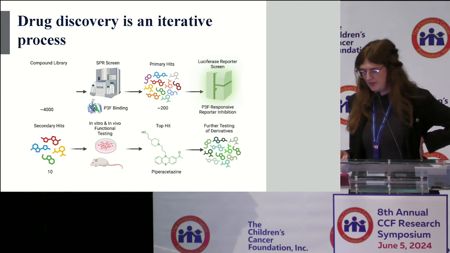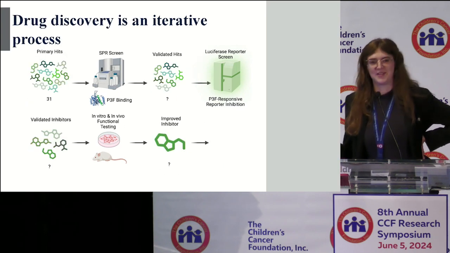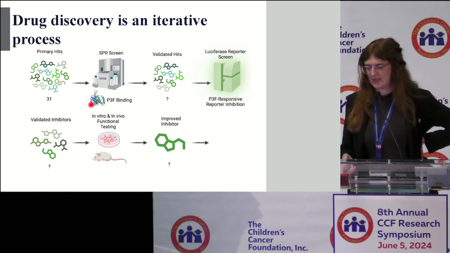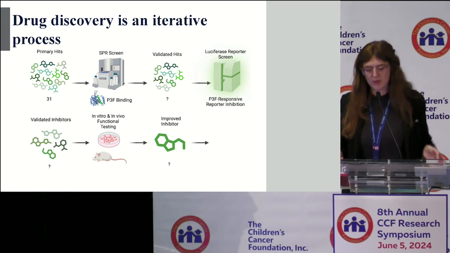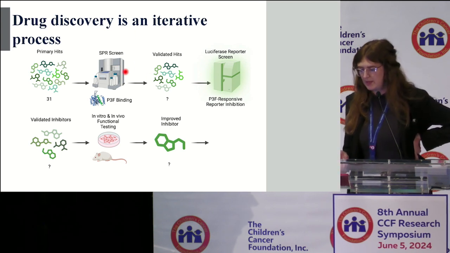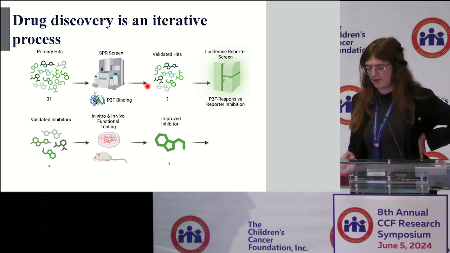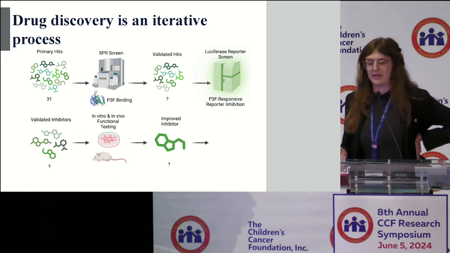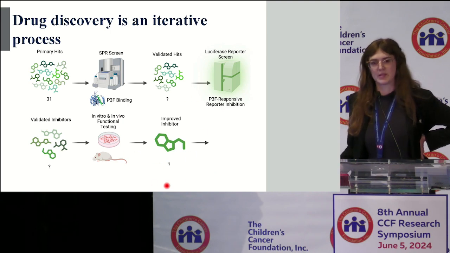And now we go all the way back to the start. These are the derivatives. Now that we have these primary hits, we can do the same thing we did before with an SPR screen to validate that they bind, then go to a luciferase screen to validate that they're inhibitors, and then repeat the in vitro and in vivo functional testing. This is the point of the process that we're at right now, and we hope to eventually get to a point where we have one or multiple improved inhibitors.